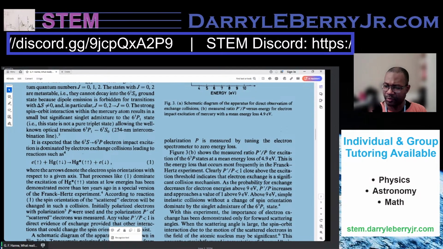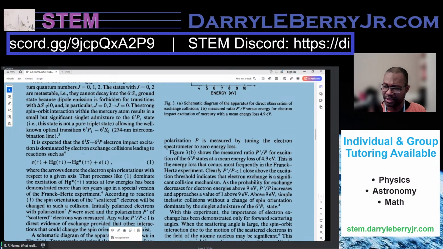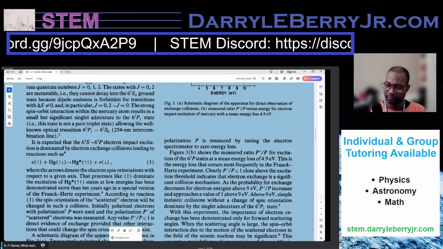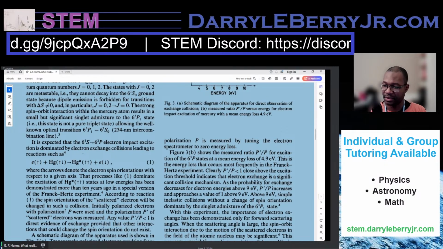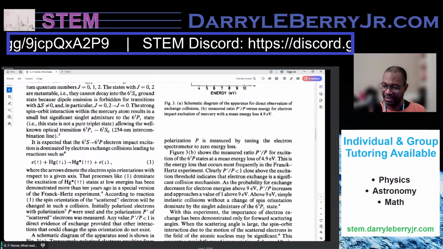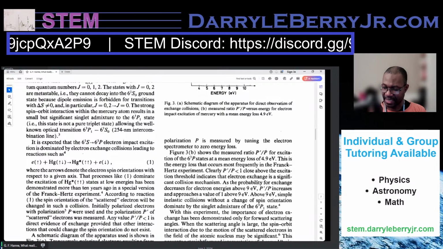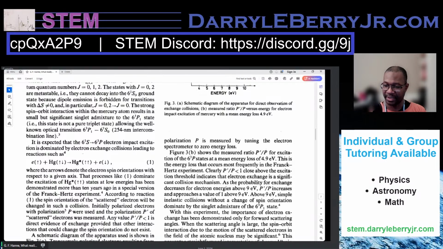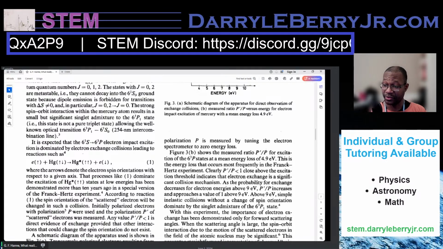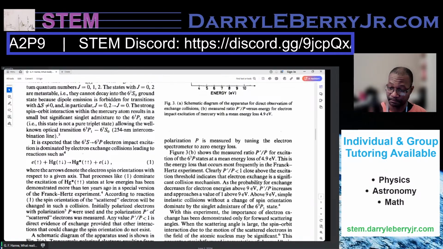So it looks like one of its electrons has an upspin, and then the electron goes to a downspin, which is interesting. Where the arrow denotes the electron spin orientations with respect to a given axis. That process is like one. That processes like one dominate the excitation of mercury 6 3P states at low energies has been demonstrated more than 10 years ago in a special version of the Franck-Hertz experiment.